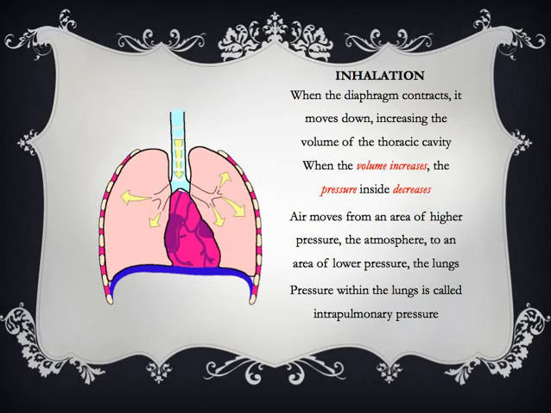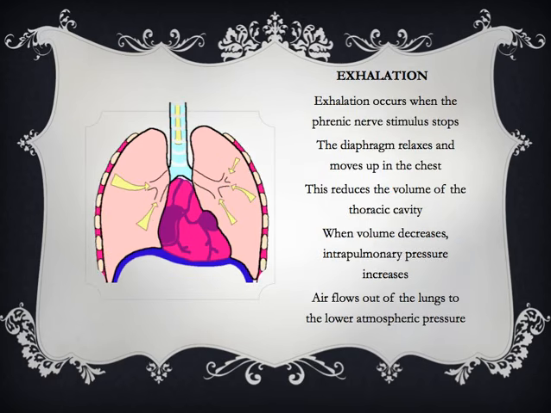The next thing that's important that you have a good handle on before we progress to chest tubes is the mechanisms of breathing. On inhalation, the diaphragm contracts, it moves down, and increases the volume within the thoracic cavity. As the volume increases, the pressure inside decreases, and therefore we will be pulling air in, or sucking air in, from the atmosphere. So the air will move from an area of high pressure in the atmosphere to an area of low pressure within the lungs. It's really important to remember that on inspiration or inhalation, we generate negative pressure.